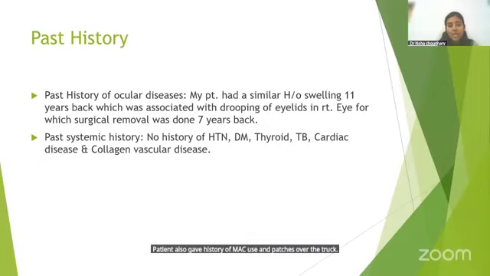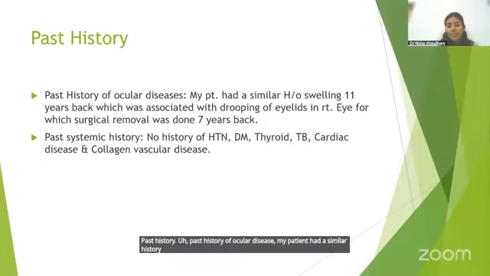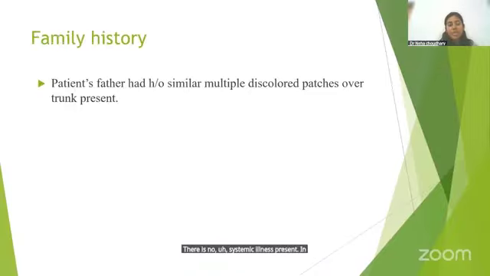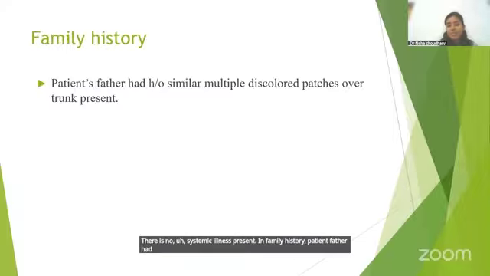Past history of ocular disease. My patient had a similar history of swelling 11 years back, which was associated with drooping of eyelid in right eye, for which surgical removal was done 7 years back. There is no systemic illness present. In family history, patient's father had similar multiple discolored patches over trunk.